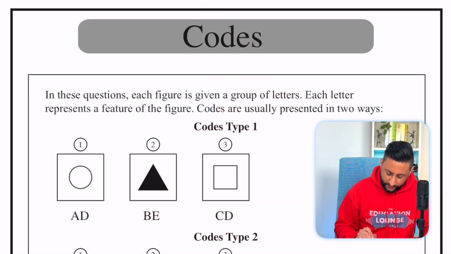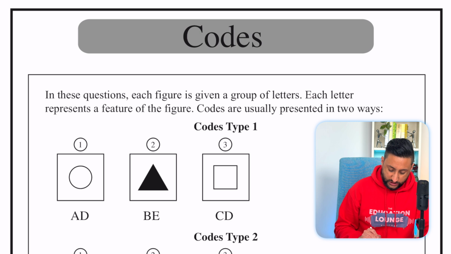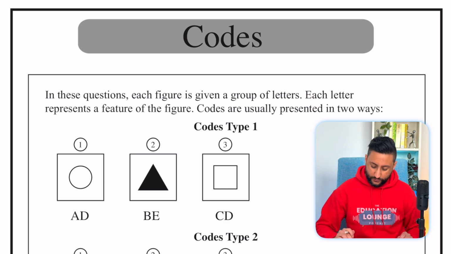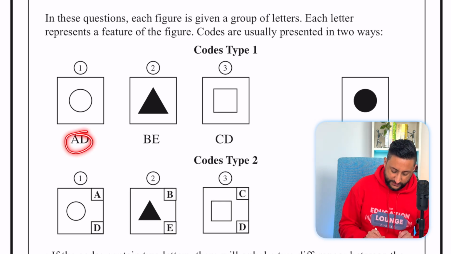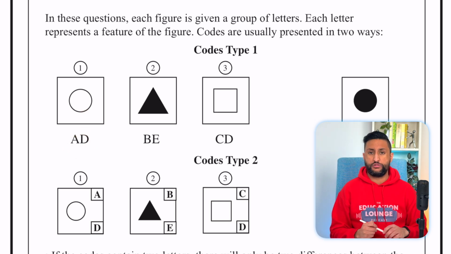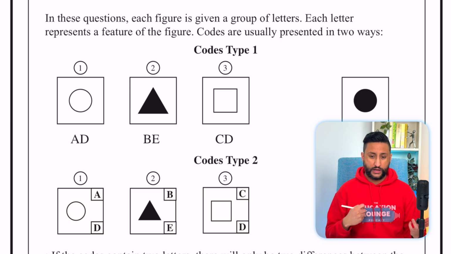So let's start by taking a look at the explanation from the book. In these questions, each figure is given a group of letters. Each letter represents a feature of the figure. Codes are usually presented in two ways. You either have the code at the bottom and the shape inside, and this is usually used more when you've got a 3-letter code or a 4-letter code, which we're going to look at in a minute.